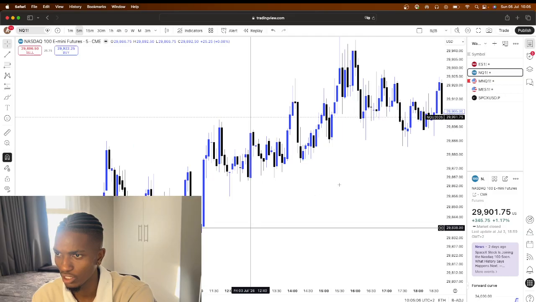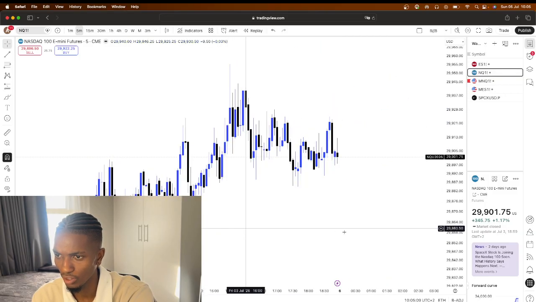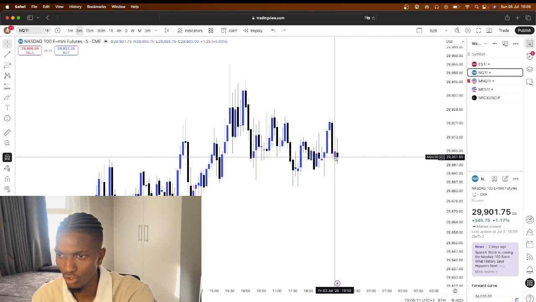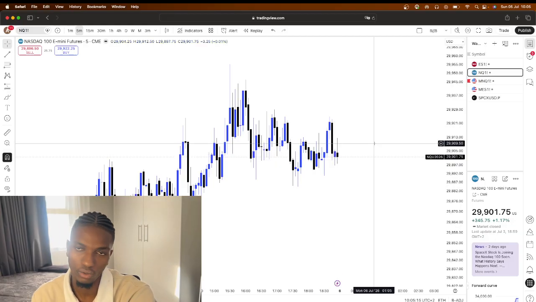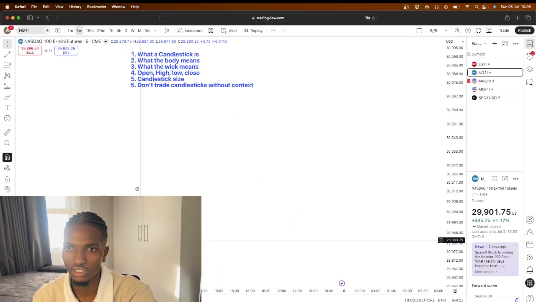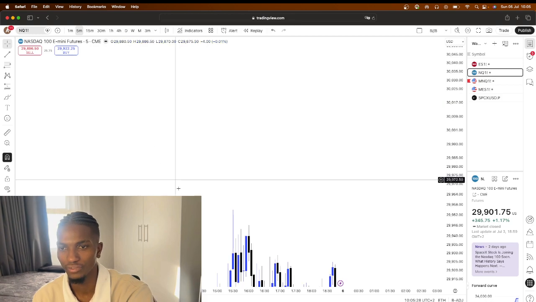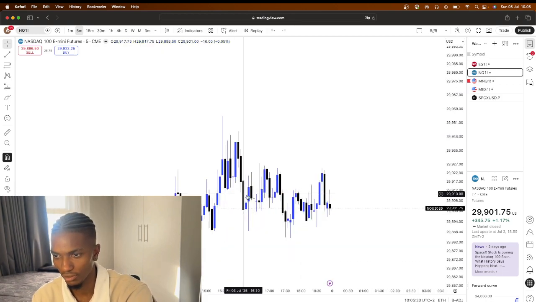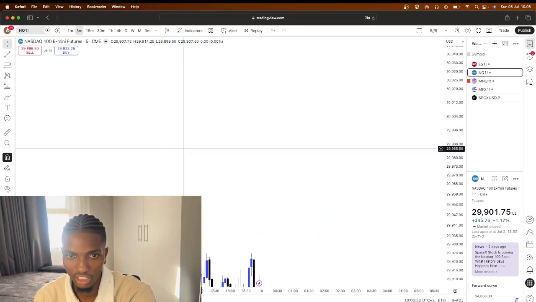Okay, and then same goes, if you see here we have a small one. Let's look for a small one. See here we have a small one which was bullish again, but it was small, meaning there wasn't a lot of buyers. Okay, so now how do you read a candlestick? Is that what's coming next? Okay, the wick, open, high and close. Yes. So let me draw for you.